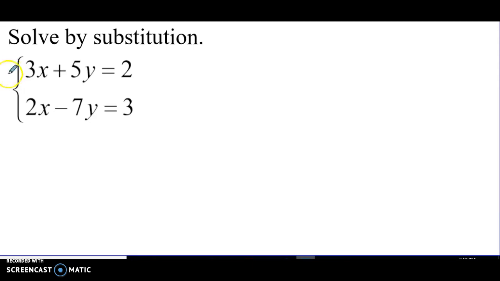This time we're going to solve by substitution. I'm going to number my equations 1 and 2. And I'm going to use equation 2 to substitute into equation 1. So what I'm going to do with equation 2 is go ahead and solve for x. Just kind of rewrite this. So you have 2x minus 7y equals 3.